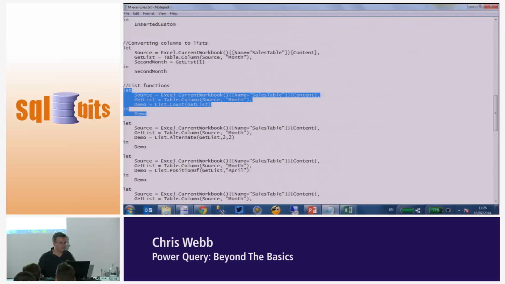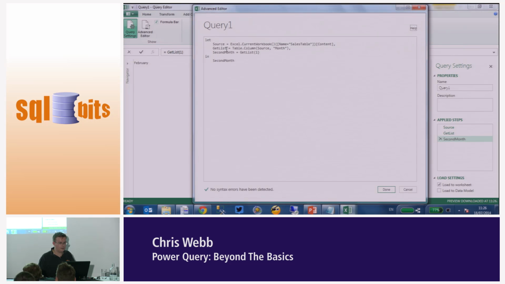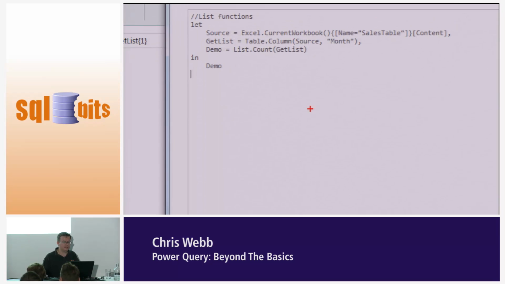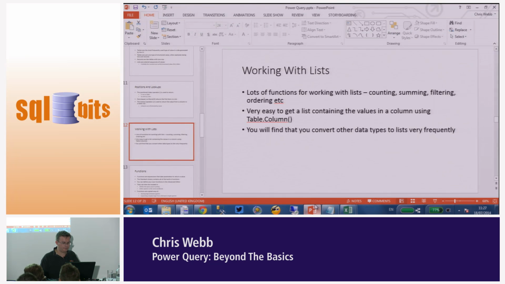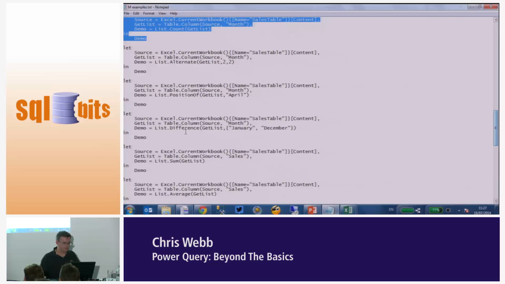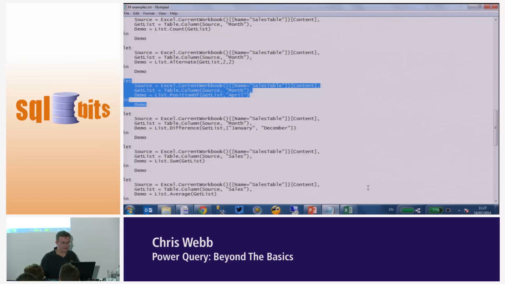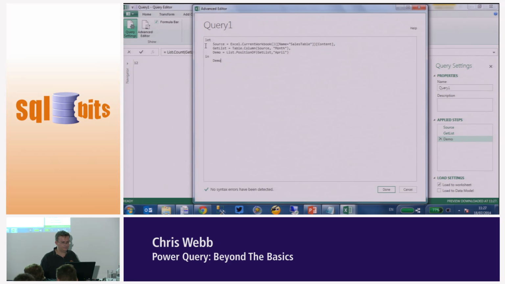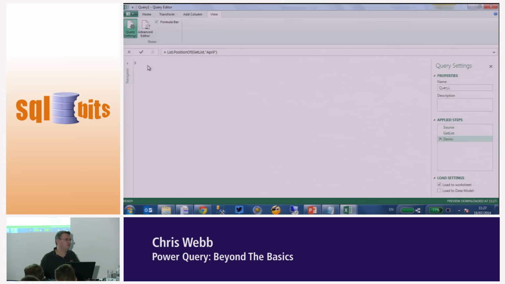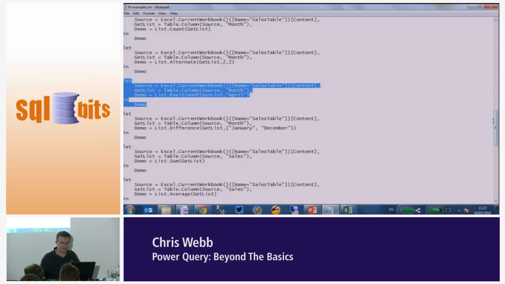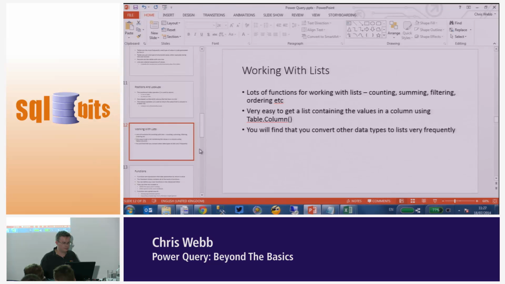Now that I've got that list, let's now use list.count to count the number of items in that list. So how many values are there in the list that I've got from the column month? There are 12 months. And I can do stuff like, well, okay, get me the position of the value April. So list.PositionOf says, okay, here's a list, give me the position of the value April in that list if it exists. And that's going to come back with 3. So this is all very, very straightforward stuff. It's just a matter of learning all of the functions.